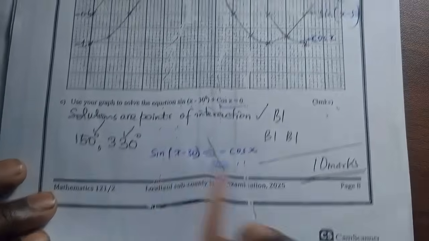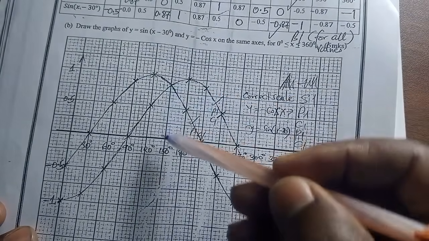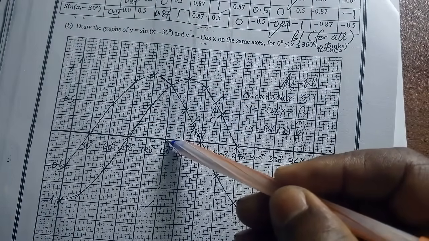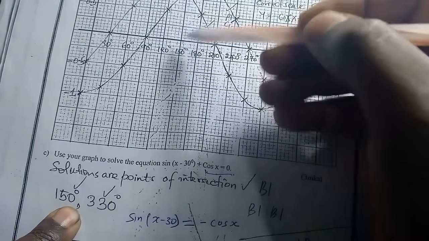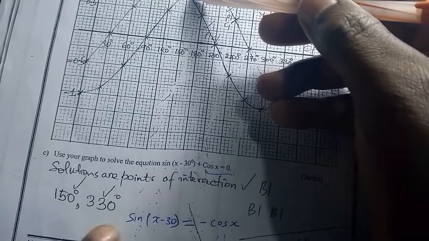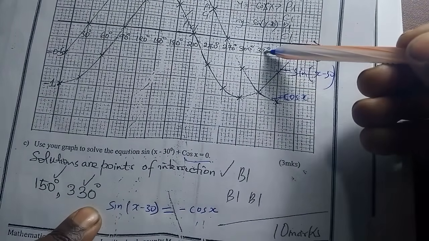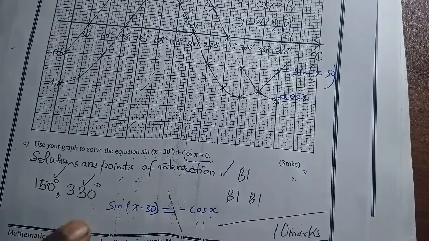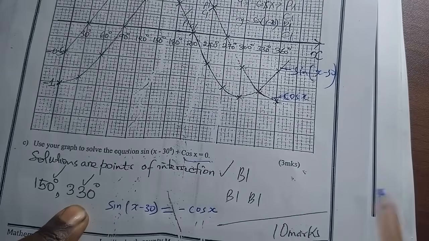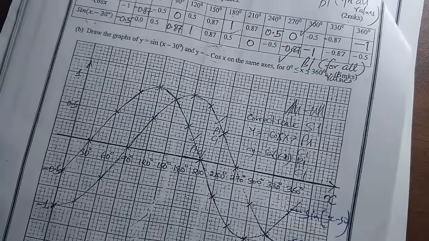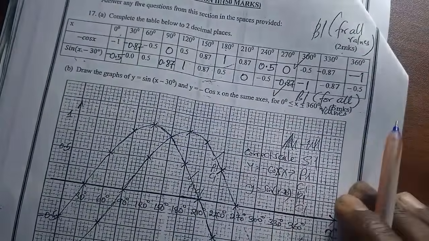So these 2 graphs are meeting at this point. You read here, which is 150. They are meeting when x is 150. And also they are meeting when x is 330. So those are the things you simply need to write and get 3 marks free of charge. So trigonometric graphs is a must. Look at that carefully.